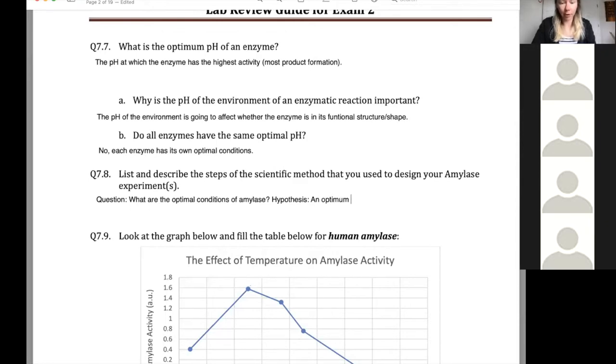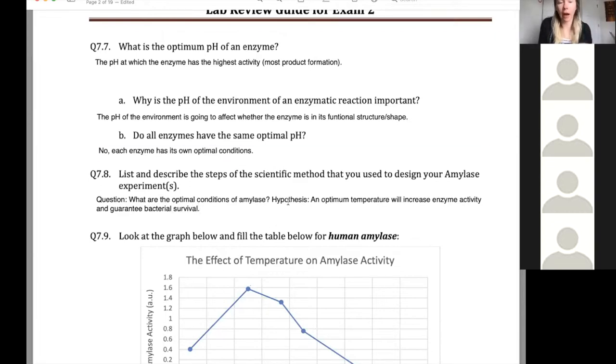Okay, so an optimum temperature will... sorry, I'm blanking. Could you repeat that, please? An optimum temperature will increase enzyme activity and guarantee bacterial survival. I did temperature for bacteria. Okay, guarantee bacterial survival, sure.